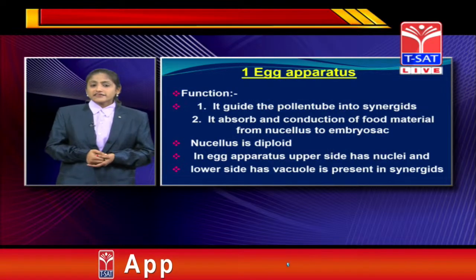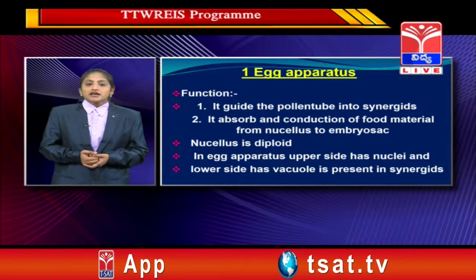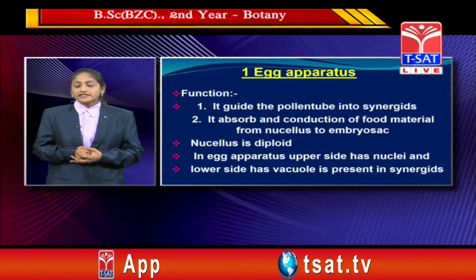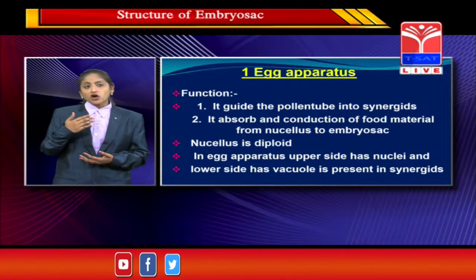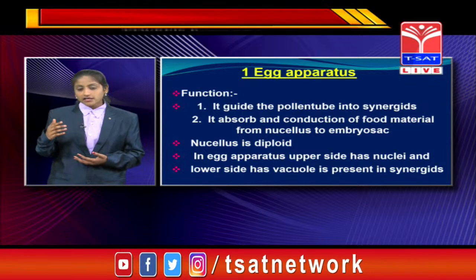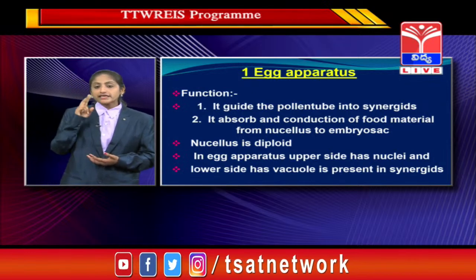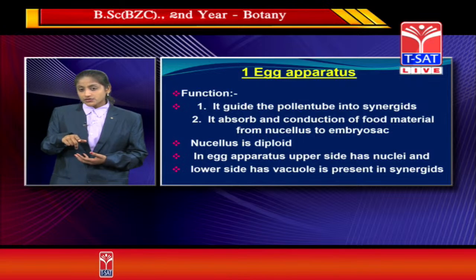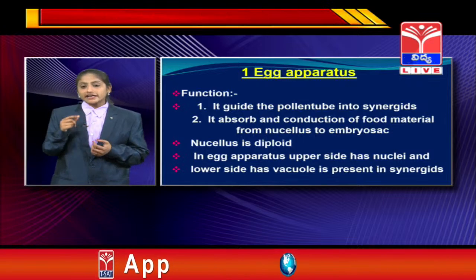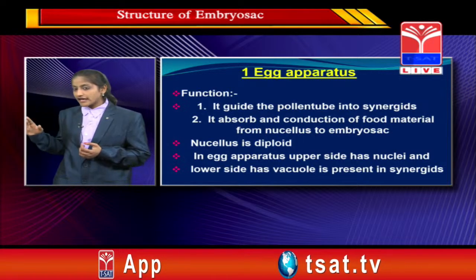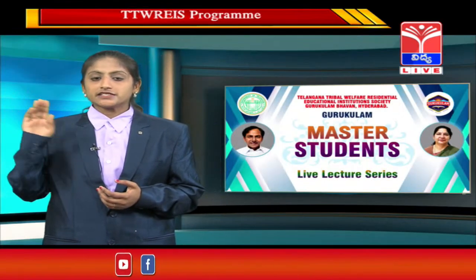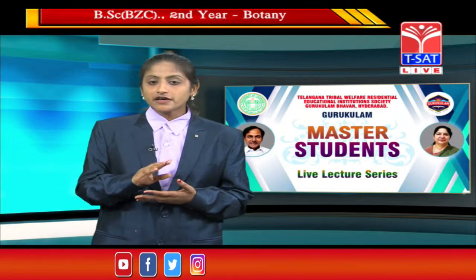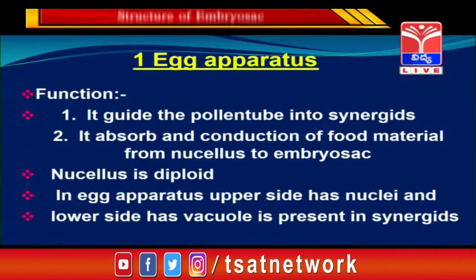And what is the function of the filiform apparatus? The main function of filiform apparatus is that it guides the pollen tube to enter into the synergids. Why does it guide the pollen tube into the synergids? Because the pollen tube has 2 male gametes. One male gamete enters into the embryo sac and fuses with the secondary nucleus, then undergoes fertilization. That's why it guides the pollen tube into the synergids. And the next function is that it absorbs and conducts food material from the nucellus to the embryo sac. Here the nucellus.